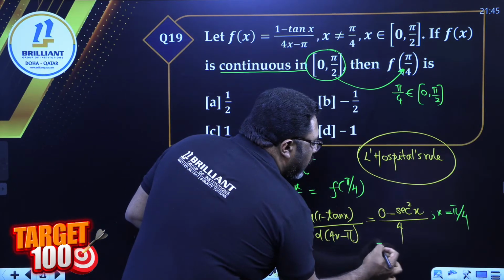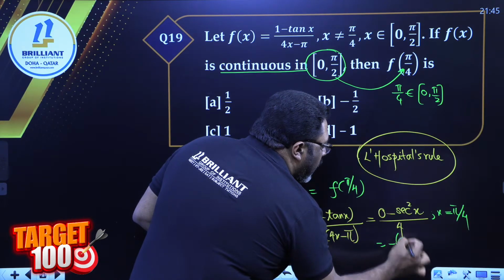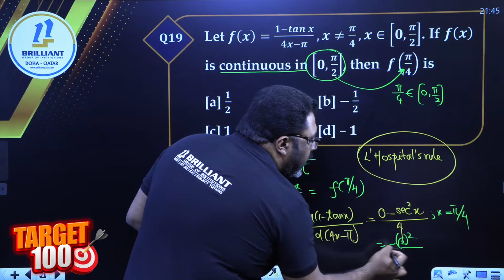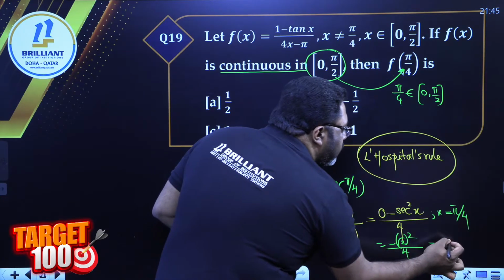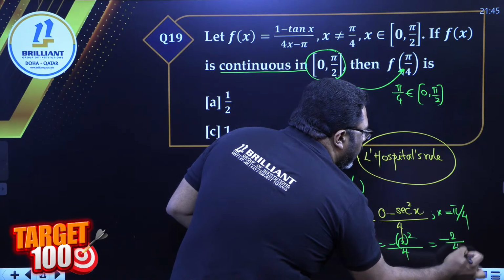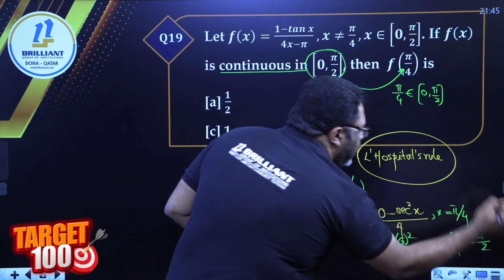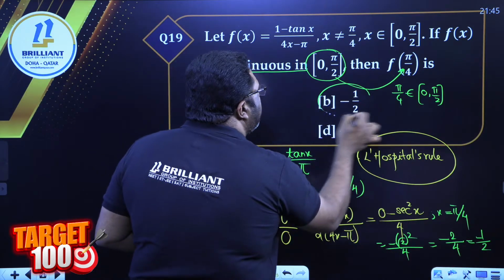So the answer is minus root 2 squared, divided by 4. So it's minus 2 by 4. The answer is minus 1 by 2.